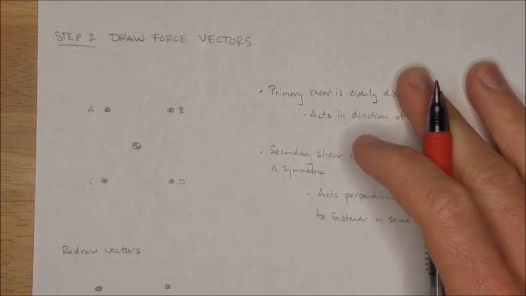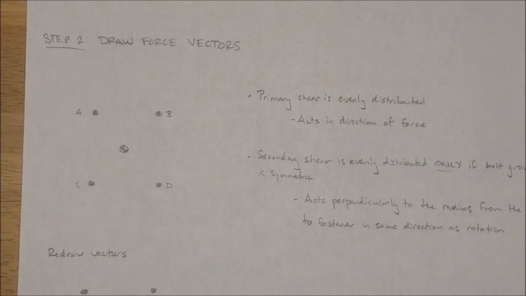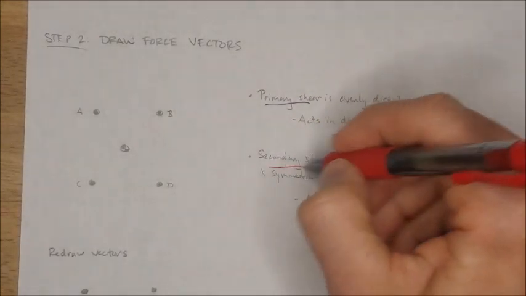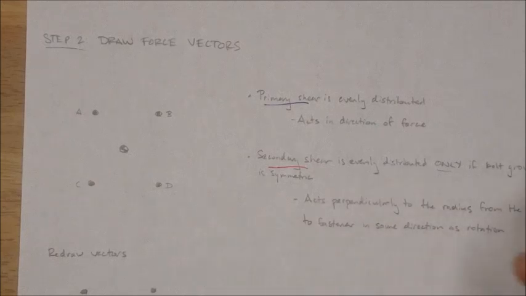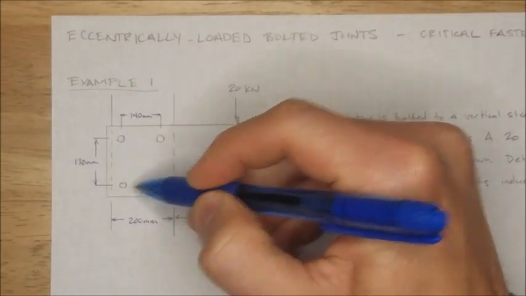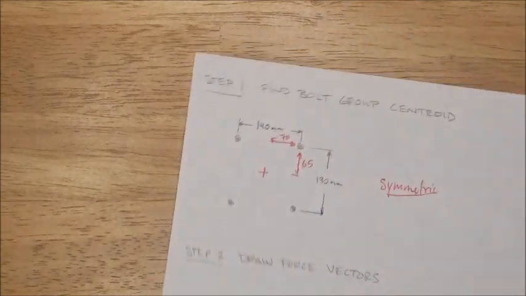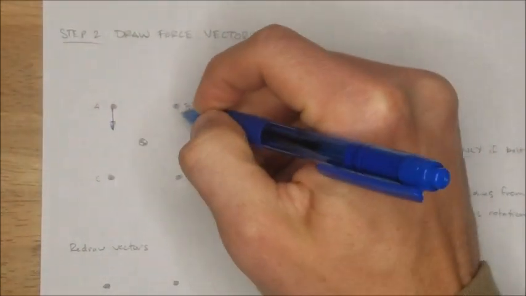Okay, step 2. We're going to draw our force vectors. So we know we're looking for a primary shear. I'm going to put that in blue, and a secondary shear. I'm going to do that in red. Primary shear is simply the applied load divided equally between each of the 4 bolts. So I'm going to draw that just like this in blue.